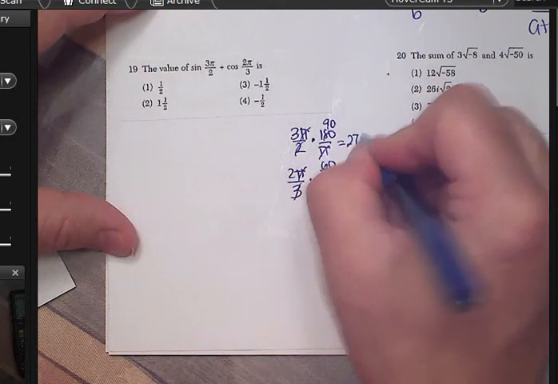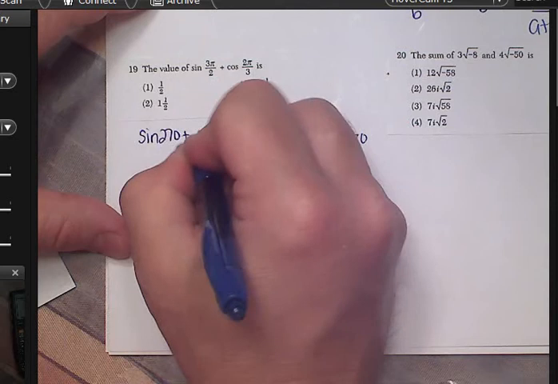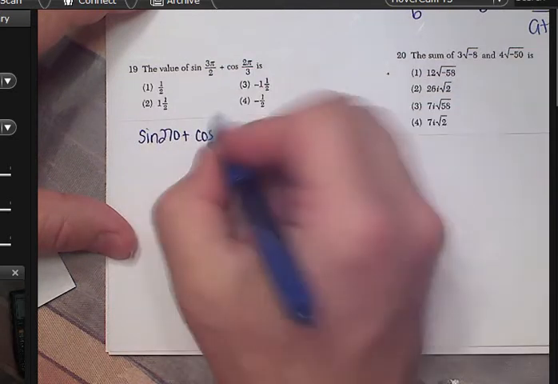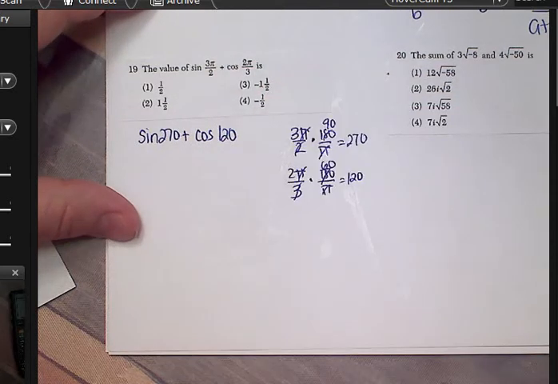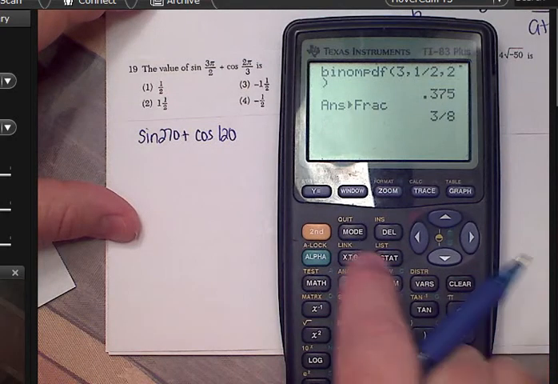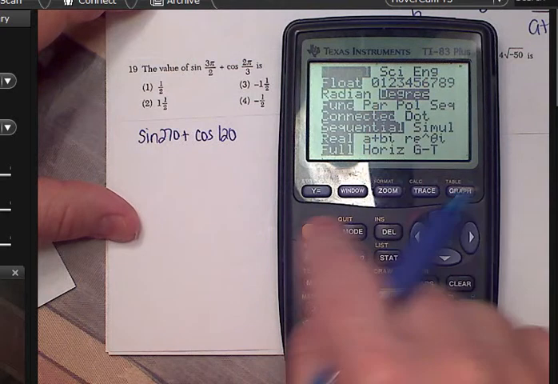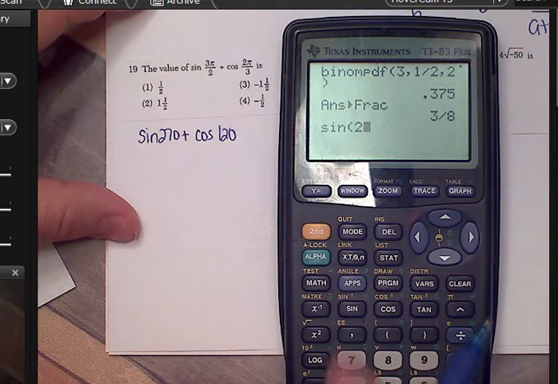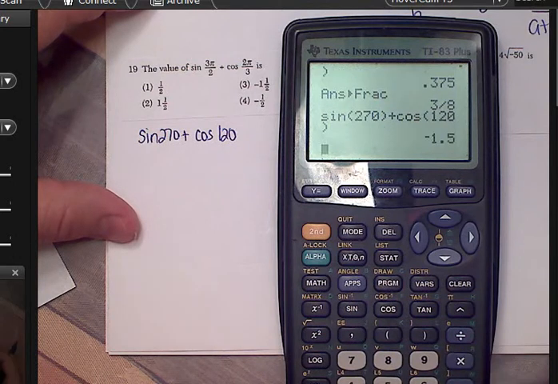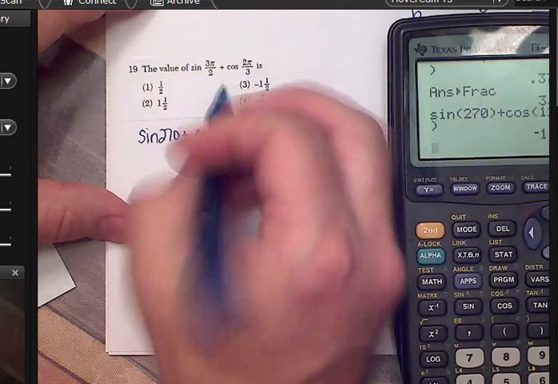So really what we're looking for here is the sine of 270 plus the cosine of 120. I mean, I guess if you wanted to, you can go to the calculator and just plug that in. Make sure your mode is set for degrees, and it is. You can see it right there, degree mode. And you can just type it in, sine of 270 plus cosine of 120, and then hit enter. And you're going to get negative 1.5.